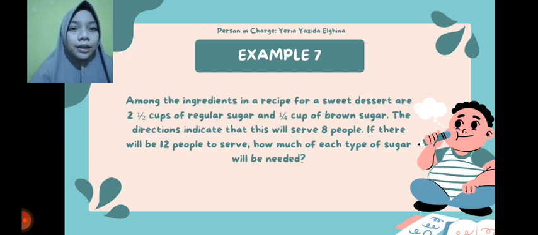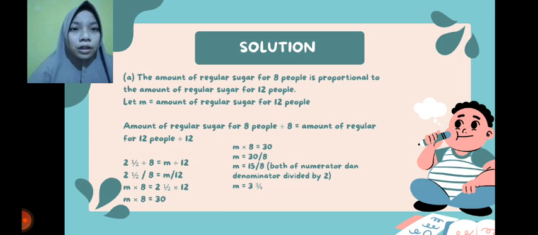Example 7. Among the ingredients in a recipe for a sweet dessert are 2 1/2 cups of regular sugar and 1/4 cup of brown sugar. The directions indicate that this will serve 8 people. If there will be 12 people to serve, how much of each type of sugar will be needed? The solution. We should solve two problems. The first is regular sugar for 12 people, and the second is the amount of brown sugar for 12 people.